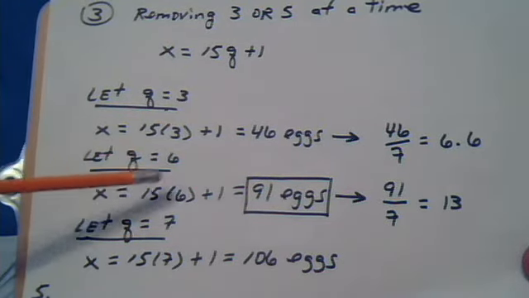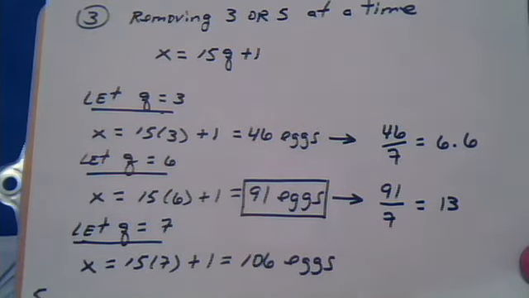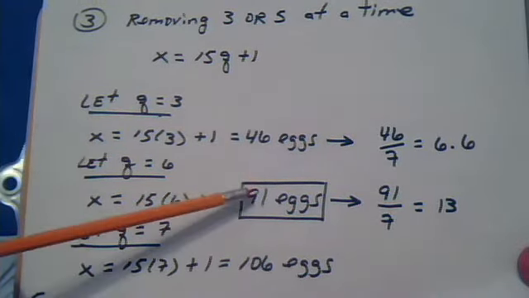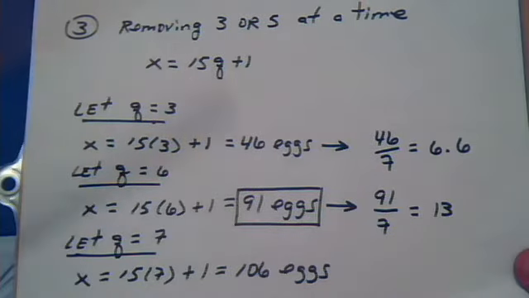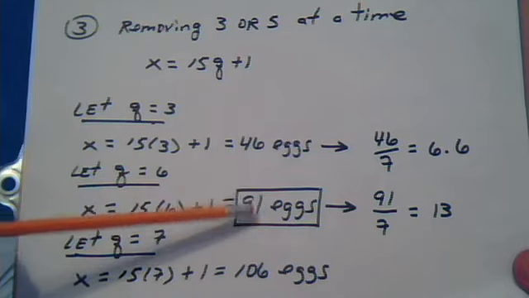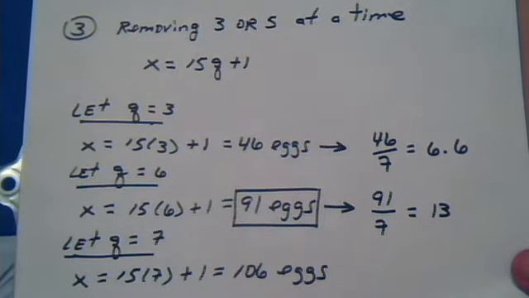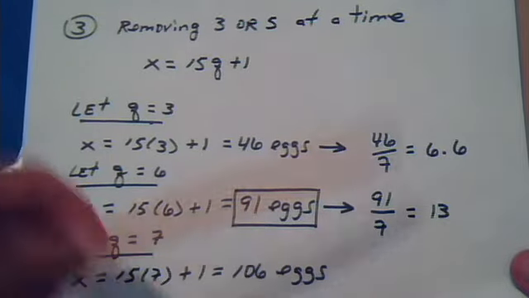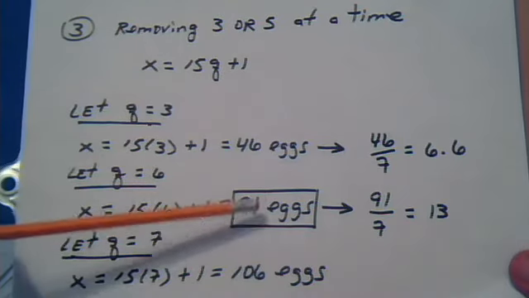Now let q equal 6. That gives us 91 eggs. We're still within the limit of 100. Remember, we can't go above 100. Now, if you divide 91 by 7, you get a remainder of 0. So 91 is the number that can be divided by 3 and 5 and get a remainder of 1, and divide by 7 and get a remainder of 0. So all 3 requirements are met with 91.